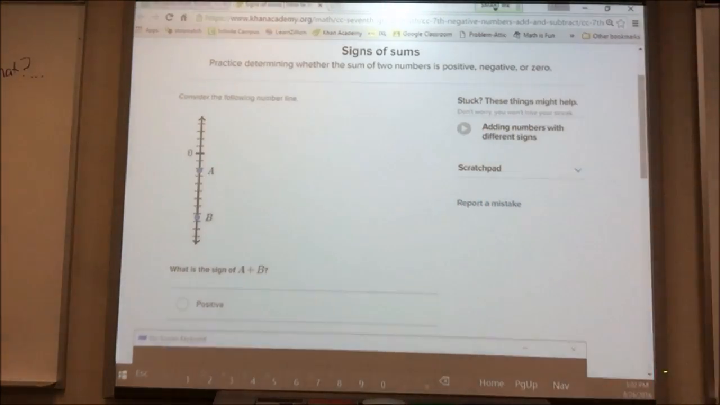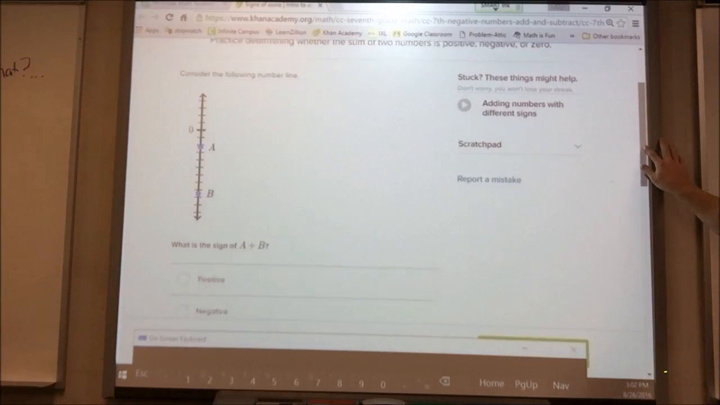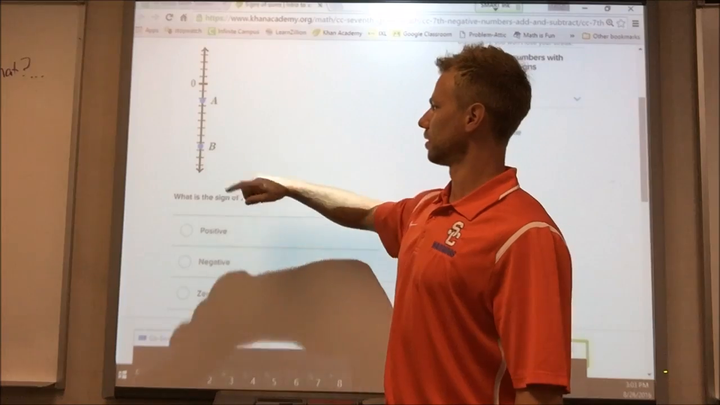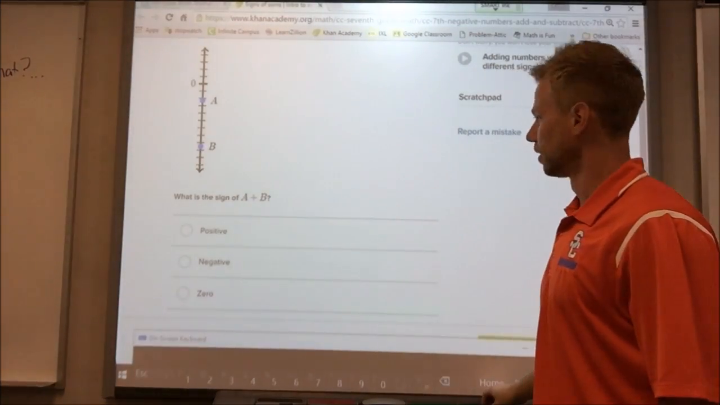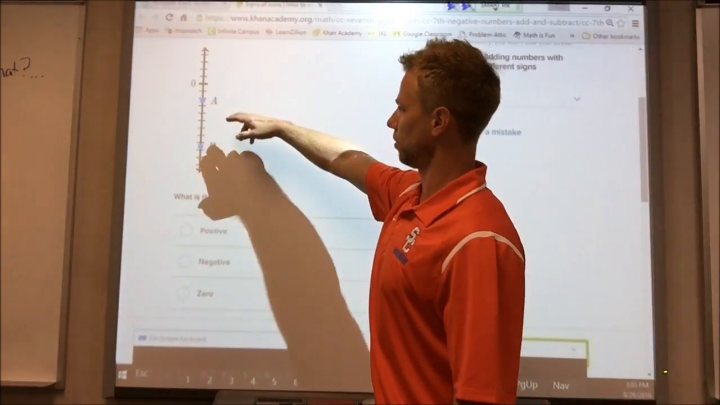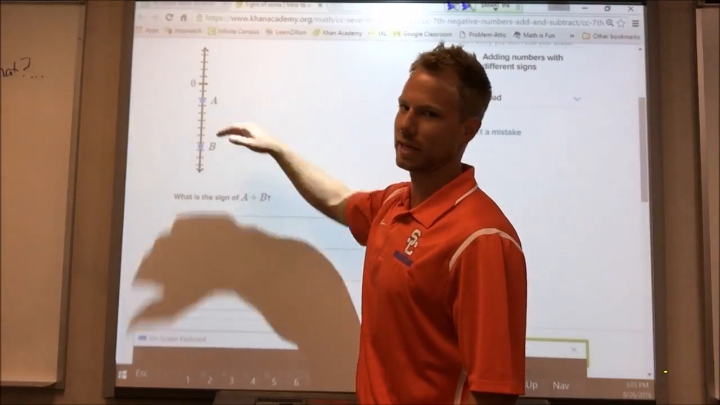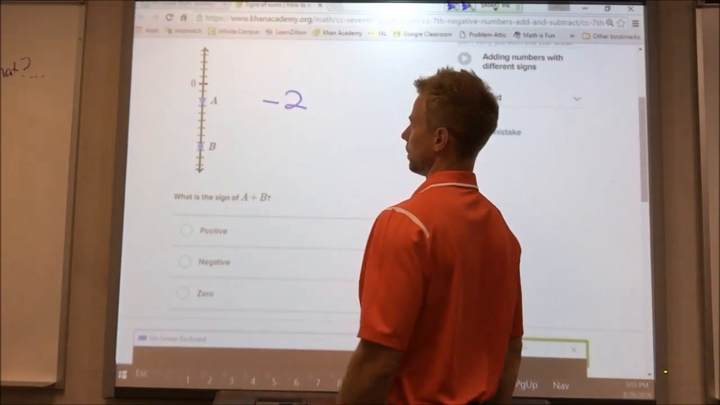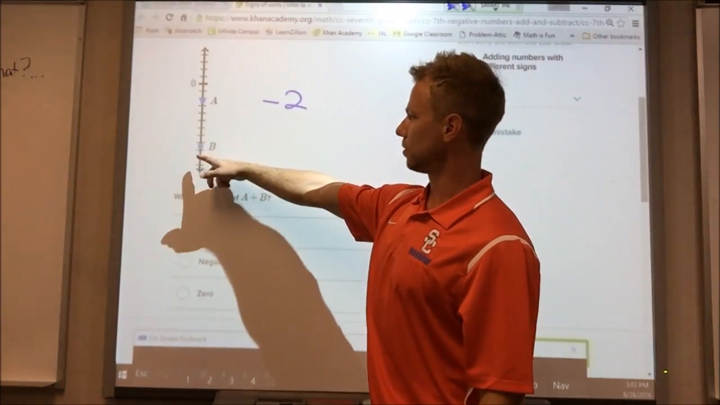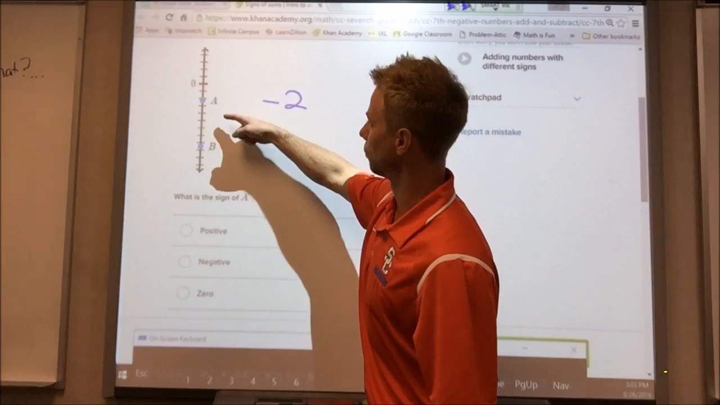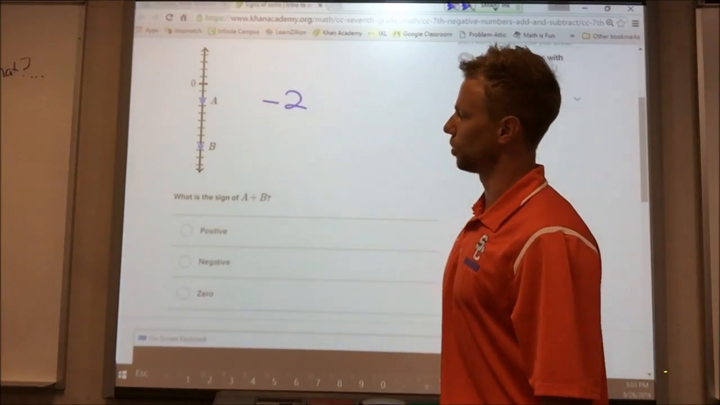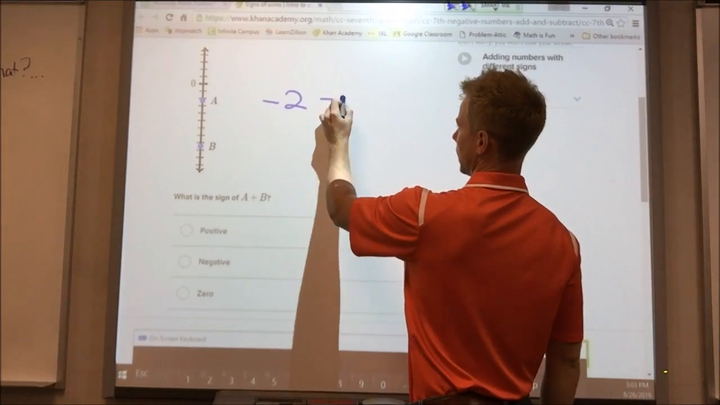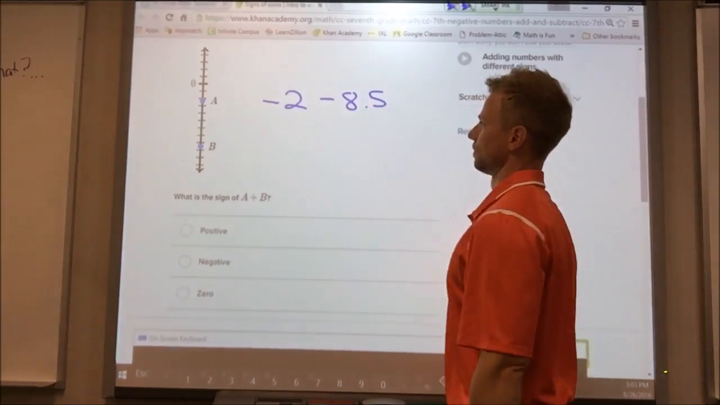Okay. Let's try one more. We have another number line. This time A is negative and B is also negative. So let's approximate. Looks like A is a little bit past negative 2, but for this example, we can estimate it to be negative 2. B is right in the middle of 1, 2, 3, 4, 5, 6, 7, 8. Looks like it's between negative 8 and negative 9. So it's about negative 8.5.